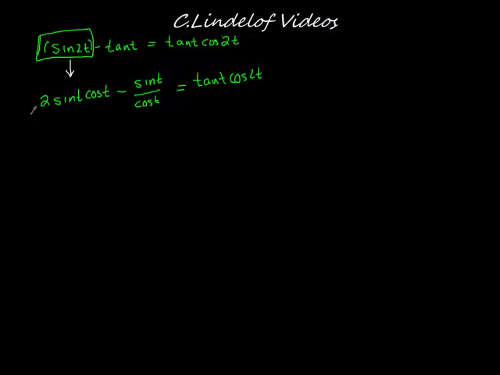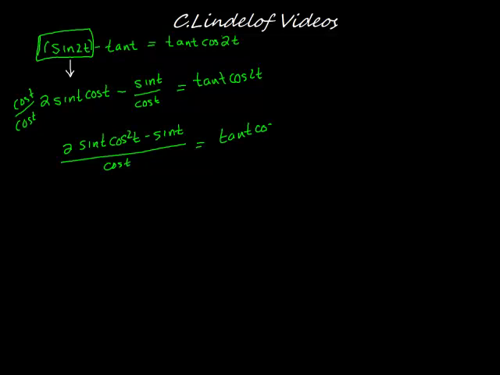So I'm going to multiply this term right here by cosine t over cosine t, so we have common denominators, and that will give us 2 sine t cosine squared t minus sine t all over cosine t. And believe it or not, we've done the most difficult part, I think.